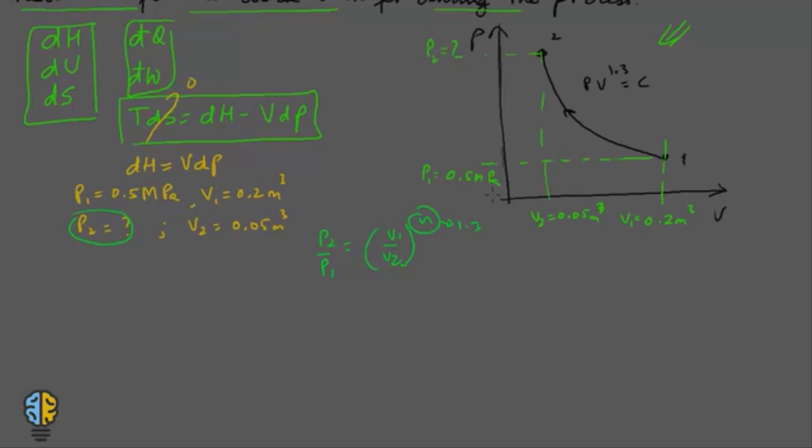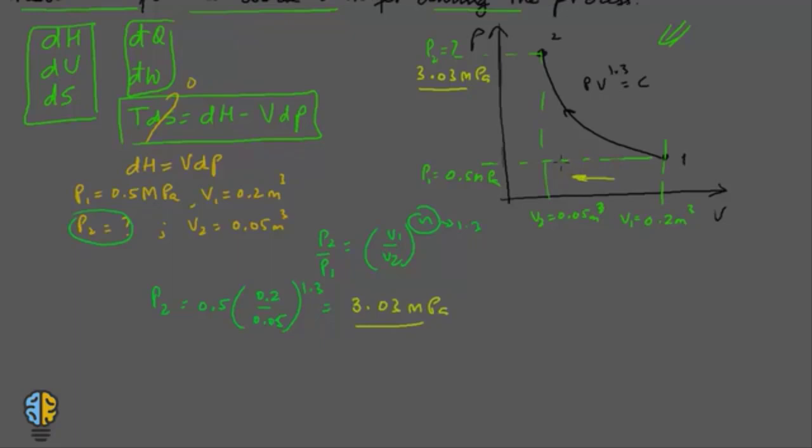So P2 would become 0.5 into (0.2 upon 0.05) to the power 1.3. So take out your scientific calculator. This value would be around 3.03 megapascals. So this is almost 3 megapascals. So you can see a significant increase in the pressure by decreasing the volume.